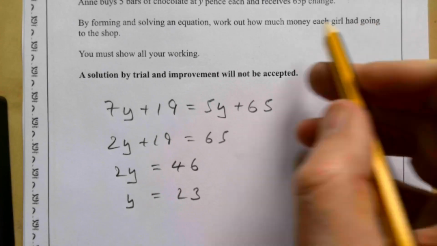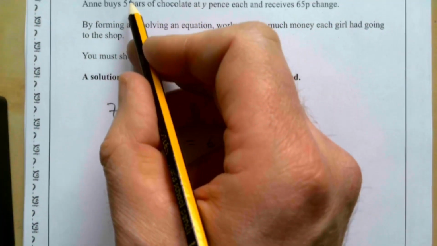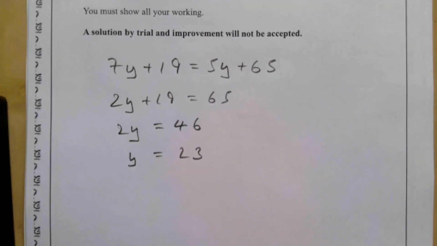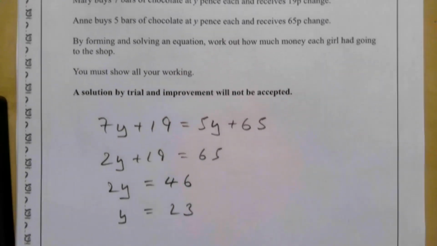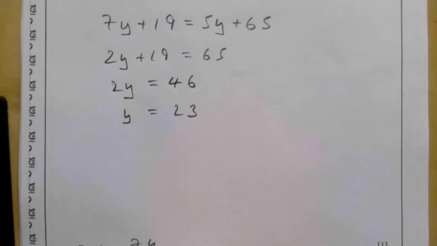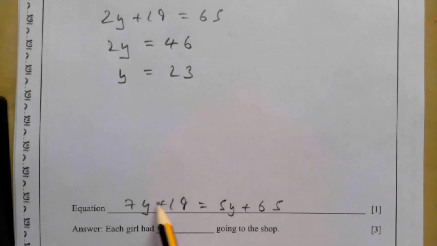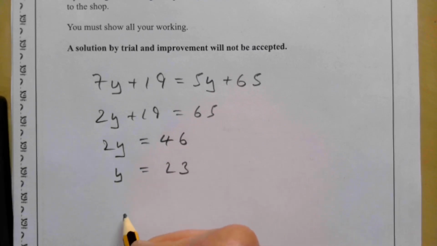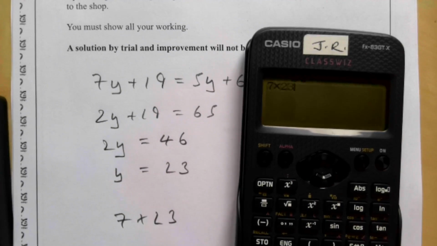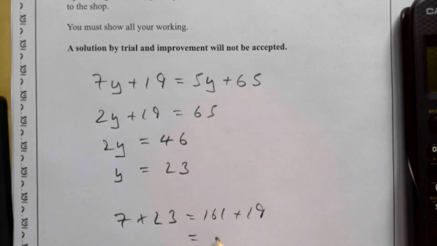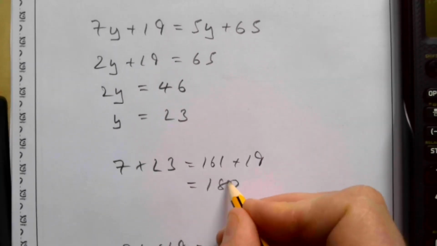Work out how much money each girl had going to the shop. Whatever way you want to do it, you go 7 times 23 plus 19. Wait, so where do they want the equation? By forming an equation, so my equation is 7y plus 19 is 5y plus 65. Not quite sure, maybe I'm missing something about why I have to write that down, and that gets to that mark. And then each girl had what? So 7 times 23, which is 161, plus 19p, and that means they have 180p or £1.80.